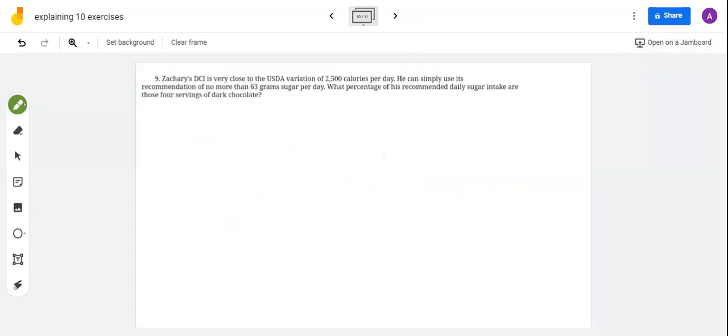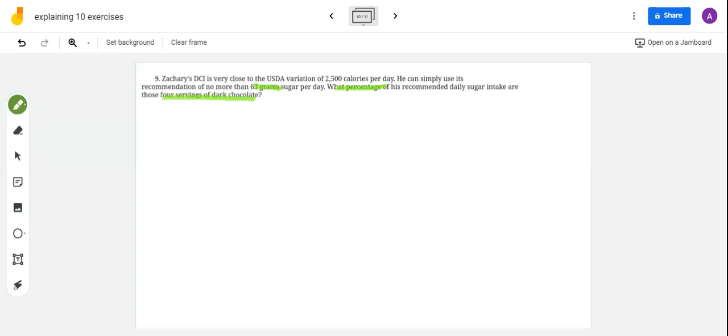Number 9. Zachary's DCI is very close to the USDA variation of 2,500 calories per day. He can simply use its recommendation of no more than 63 grams of sugar per day. What percentage of his recommended daily sugar intake are those 4 servings of dark chocolate? Okay, so our whole would be the 63 grams. They want to know what percentage are the 4 servings of dark chocolate, right?